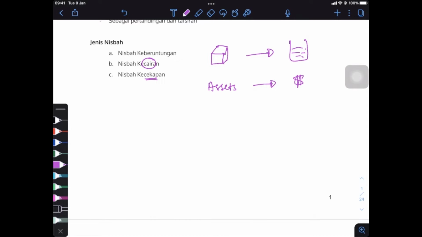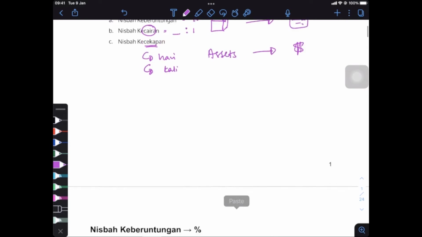So for nisbah keberuntungan, for example, they are all in percentage. So we will have our answer in percentage. Nisbah kecairan will have your answer in ratio. So how much to what? And the last one, kecukupan, is not that standardized. You can have hari for all three of them, and you can have kali for your kadar pusingan inventori.